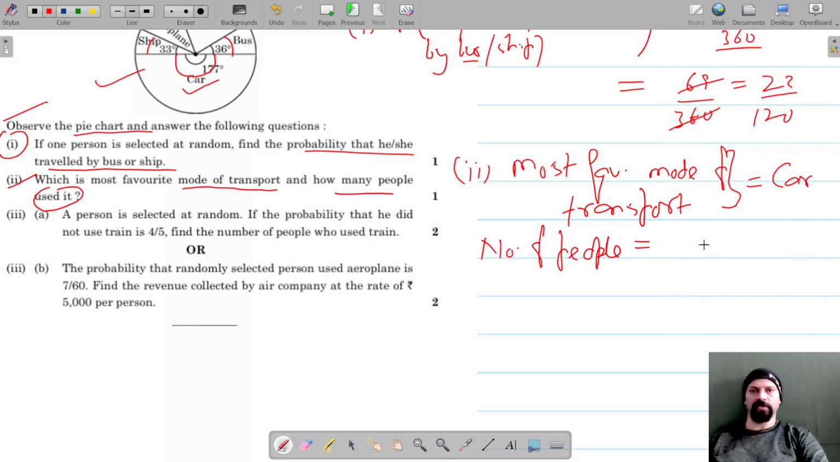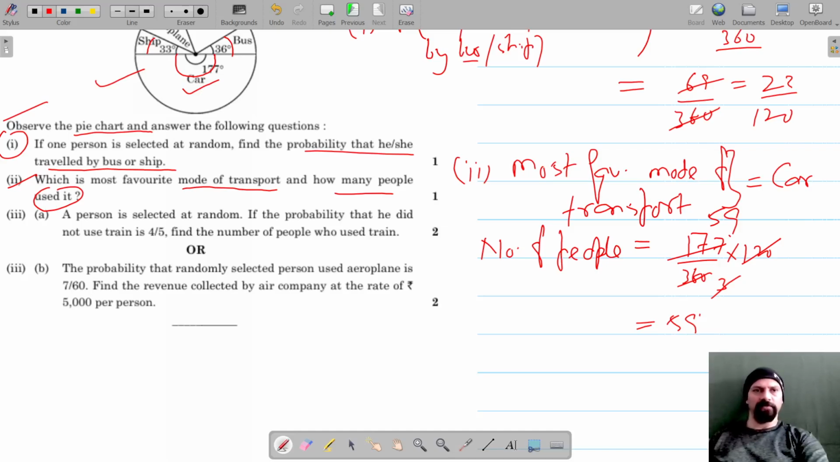So the number of people using it would be the angle divided by the complete angle, into people. So this is 177 by 360 into 120. So 3 5s are 15, 3 9s are 27, and this is 59 people. So 59 people use car.